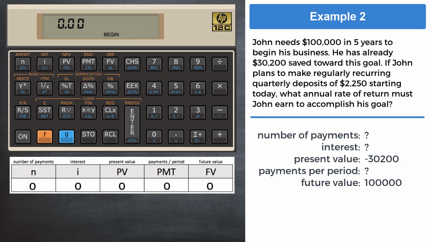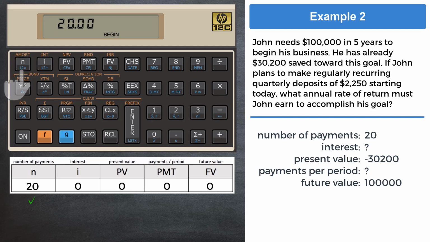Second, the time unit in this question is years. However, the deposits are quarterly. The number of payments is easy to figure out. This has 20 payment periods from 5 years with 4 times per year. Let's key in this calculation manually. 5, enter, 4, multiply.